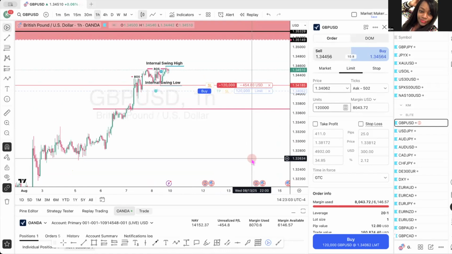As long as it's bullish, keep buying. Keep buying. 1 hour, 1 hour.